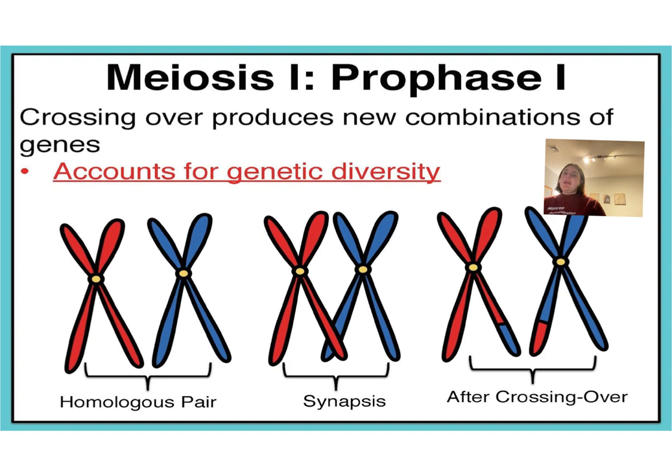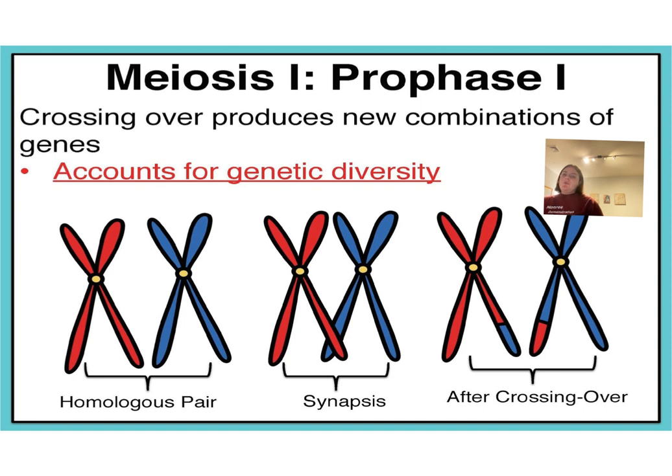In prophase 1, crossing over produces new combinations of genes, which accounts for genetic diversity. It's why we don't look the exact same as our sister or brother, even though we may have the same 2 parents.